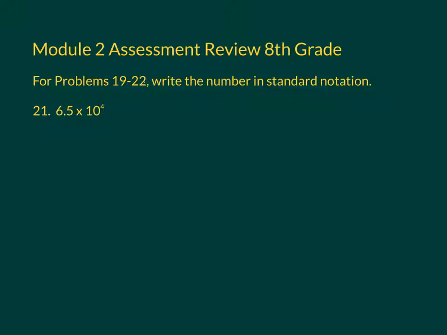Okay, for number 21, we've got another positive exponent, so this number should be big. So we're going to take this decimal and move it to the right. So rewrite your number, move the decimal 4 times. 1, 2, 3, 4. Fill in with zeros as placeholders, and let's mark off our commas. So our answer in standard notation for 6.5 times 10 to the 4th is 65,000. Again, big number, greater than 1, so positive exponent.